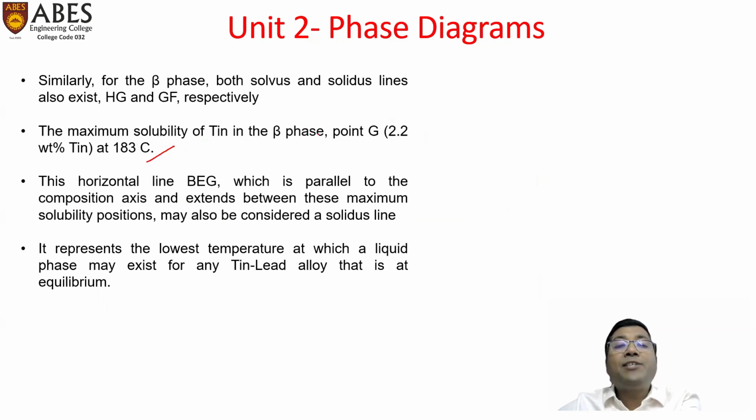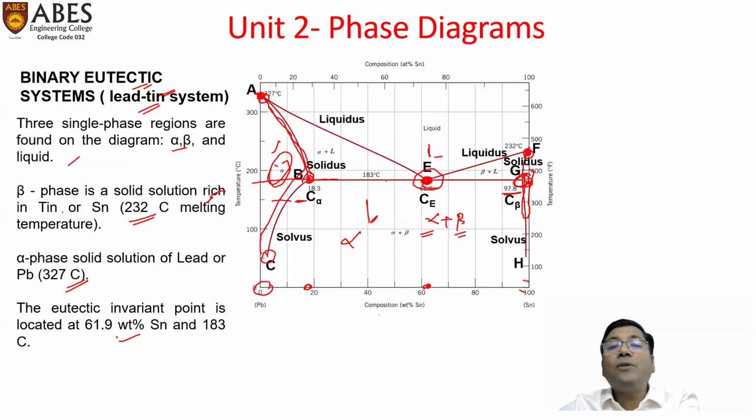The horizontal line BEG, which is parallel to the composition axis and extends between these maximum solubility, may also be considered a solidus line. So this line is also a solidus line. This line BG is also solidus line. This is solidus line, and this is solidus line. This is liquidus. It's mentioned this is liquidus and this is solvus, and again this is solvus.